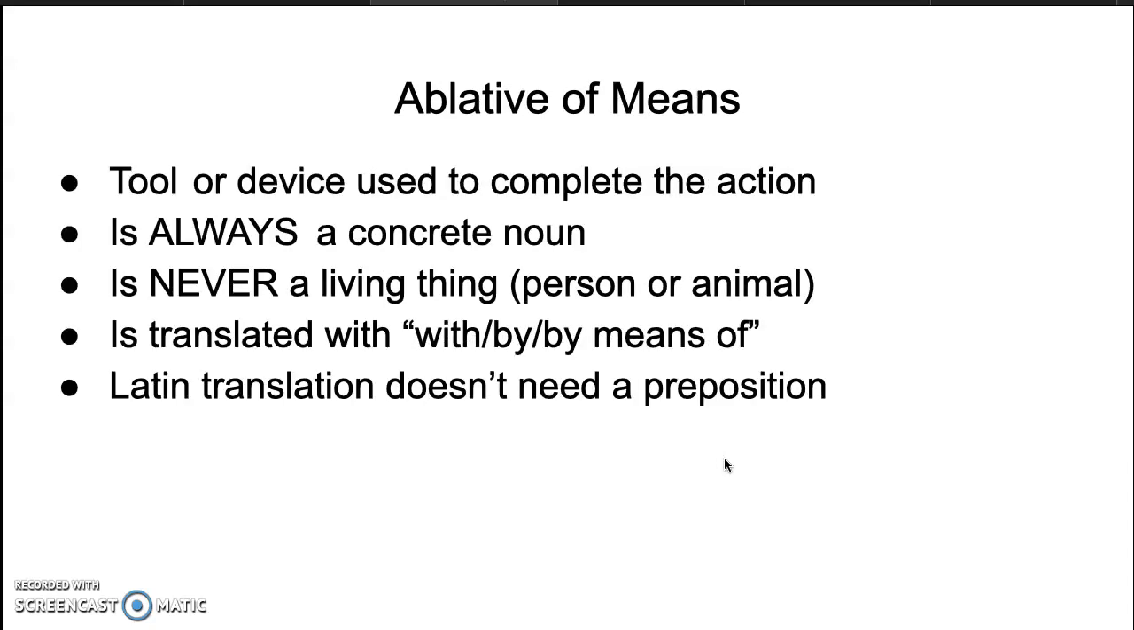The ablative of means is the tool or device that is used to complete the action. What did we use to help finish what we were doing? It's always a concrete noun. In other words, it's always a physical thing that you could put your hands on. It's a shovel, it's a car, it's a spear, it's a weapon. It's never a living thing. It will never be a person or an animal. It's translated into English with the phrase with, by, or by means of. And the Latin translation doesn't need a preposition.